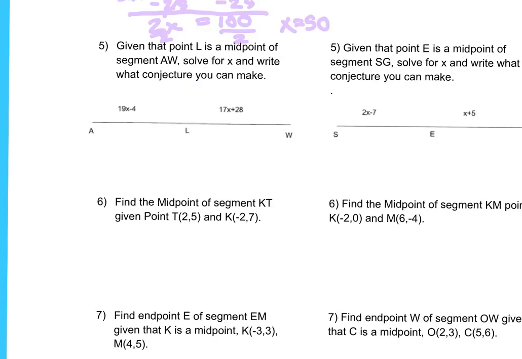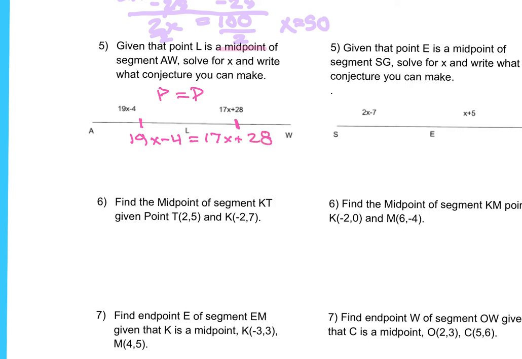All right, this next one says, given that point L is a midpoint, that's a big word there, midpoint of segment AW, solve for x and write what conjecture you can make. So firstly, we need to solve for x. So when we think midpoint, we need to think this part is equal to this part. Part equals part. So 19x minus 4 is going to be equal to 17x plus 28.